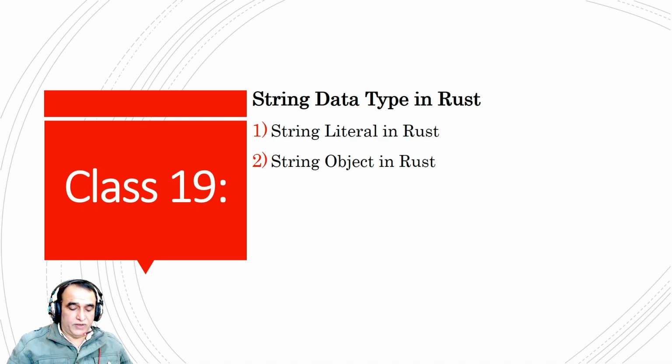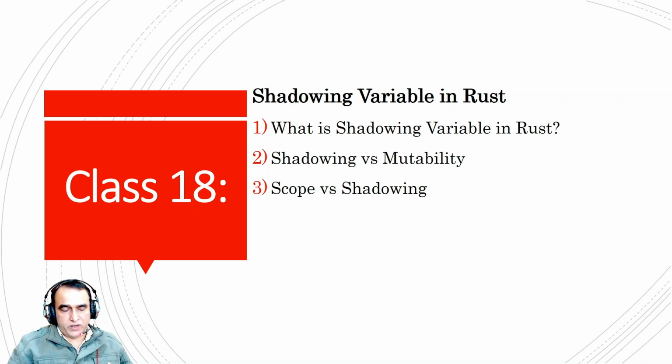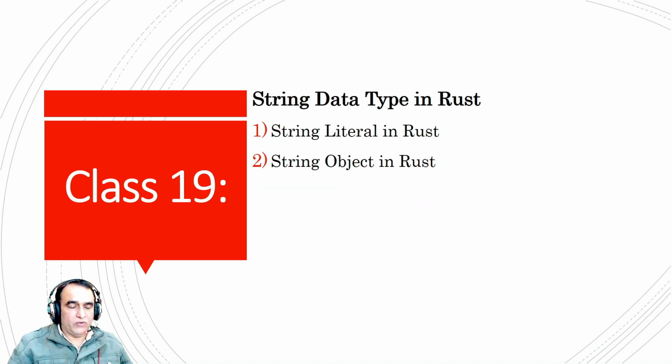In the last video we understood variables, variable mutability, and the scope of variables. Now we are going to understand how to declare string variables in Rust. There are two ways to declare a string data type: by using a literal and by using a string object. We are going to understand both here.